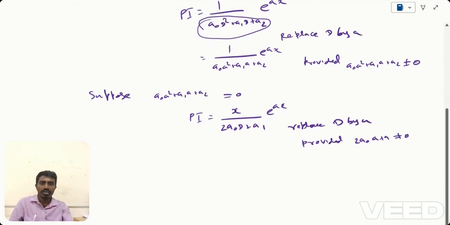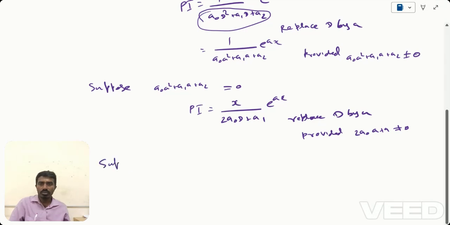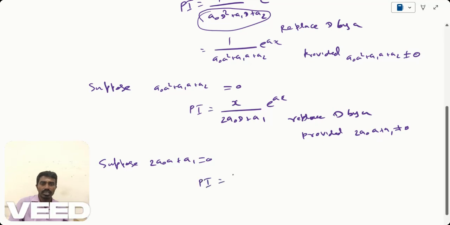Suppose again we are getting 0, that is, 2a naught a plus a1 is 0. Then once again you multiply x in the numerator, and once again differentiate the denominator with respect to d. That means you differentiate this one, that is 2a naught, that's all, into e power ax, which is your particular solution.